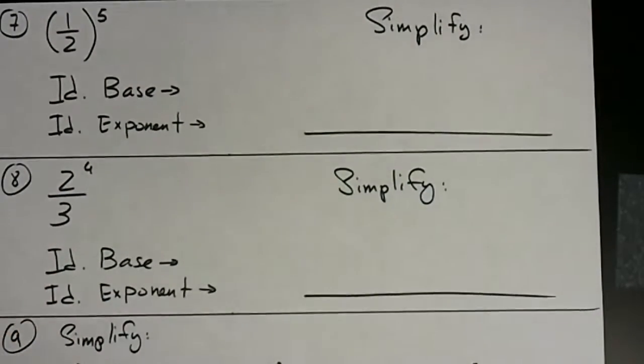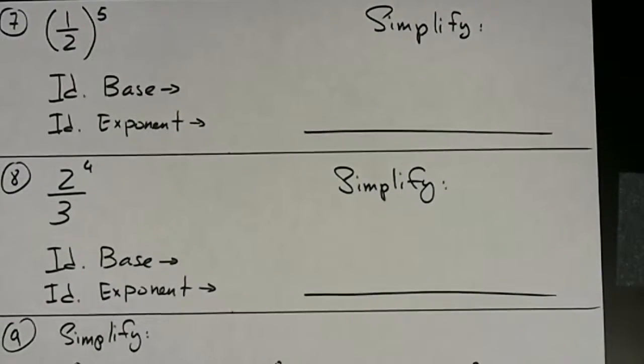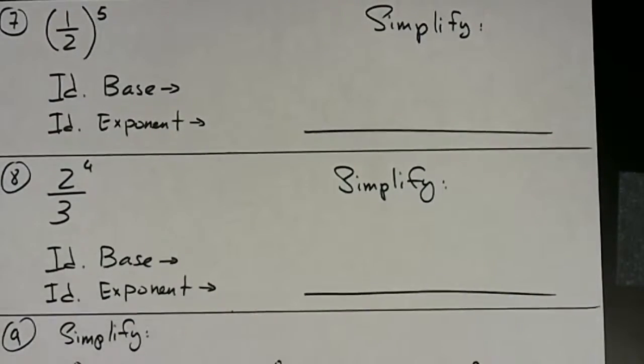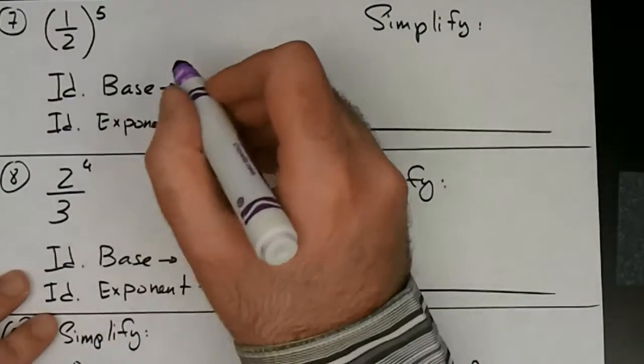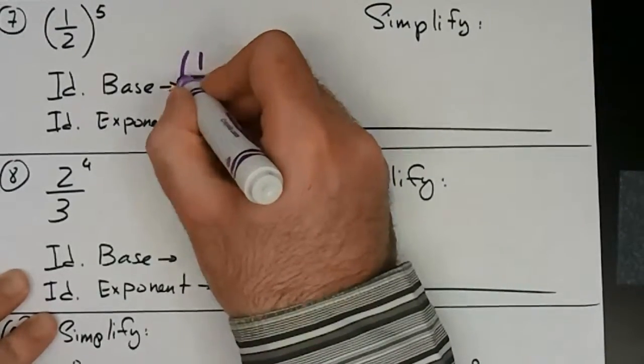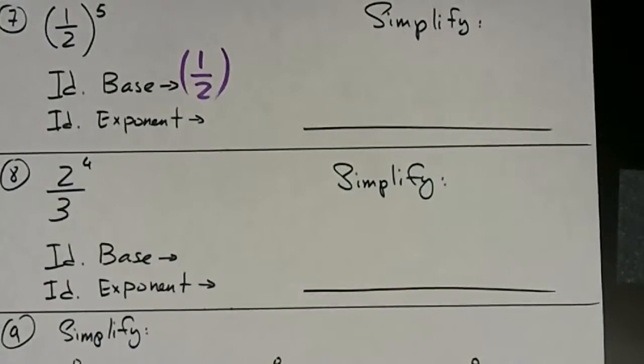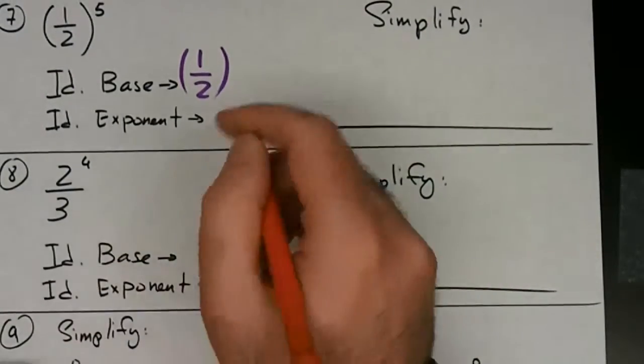Okay, in number 7, you have a similar case to numbers 4 and 5. The base is that entire fraction because it's in the parenthesis. So 1/2, and you can write the parenthesis around it if you want. And the exponent is easy enough to spot. It's the 5.